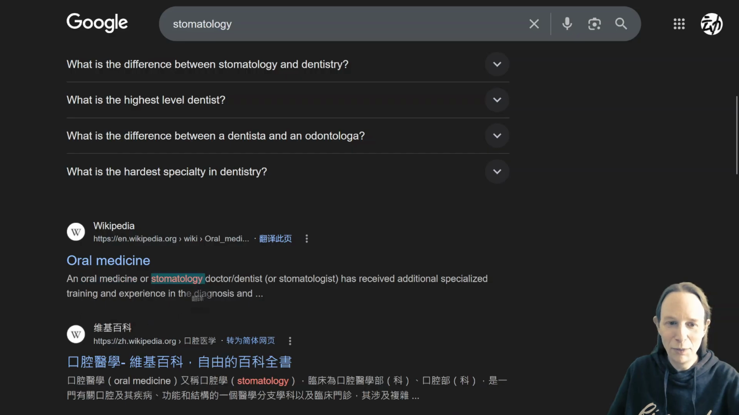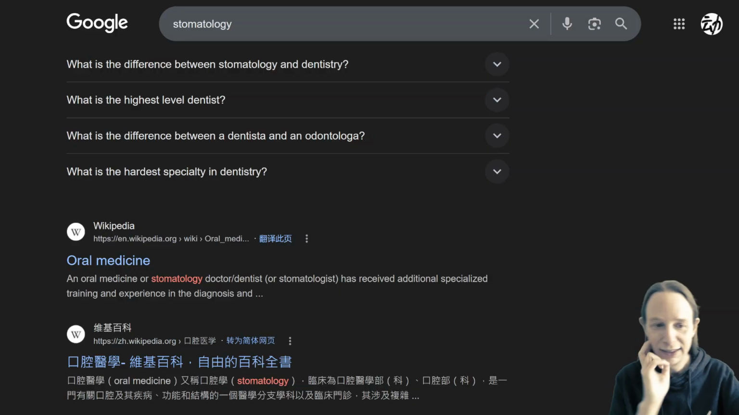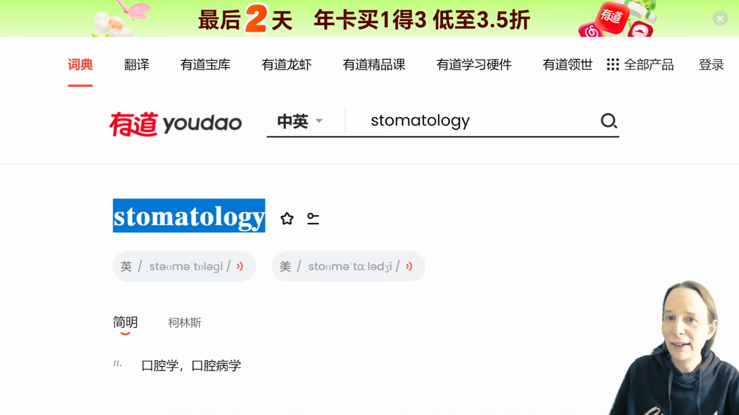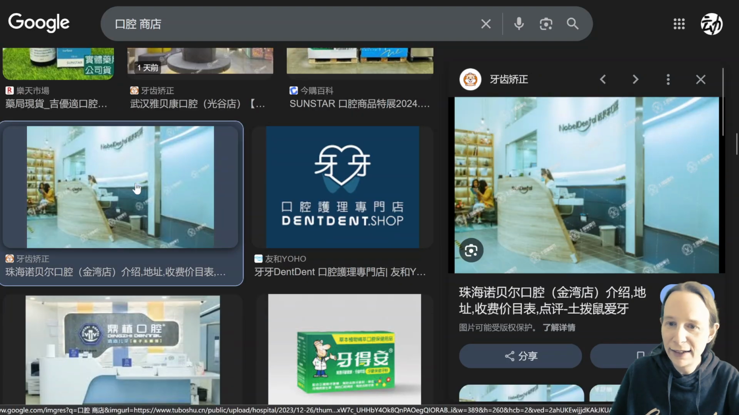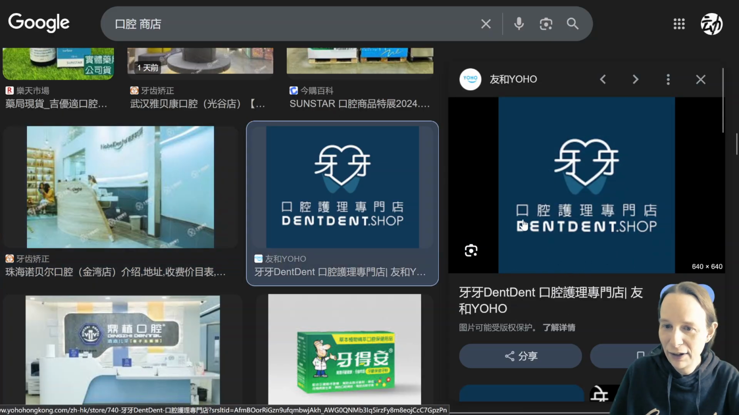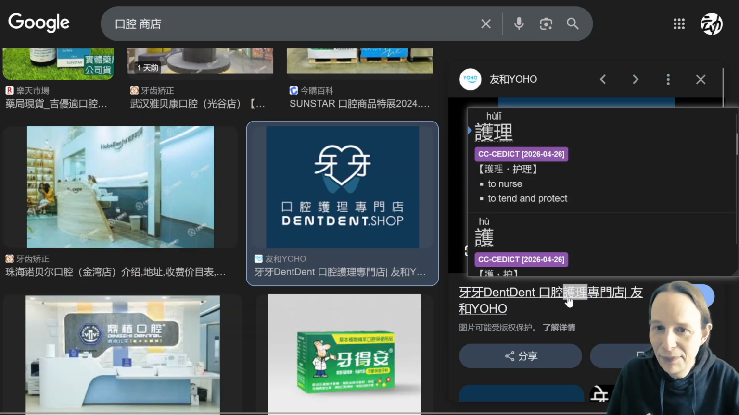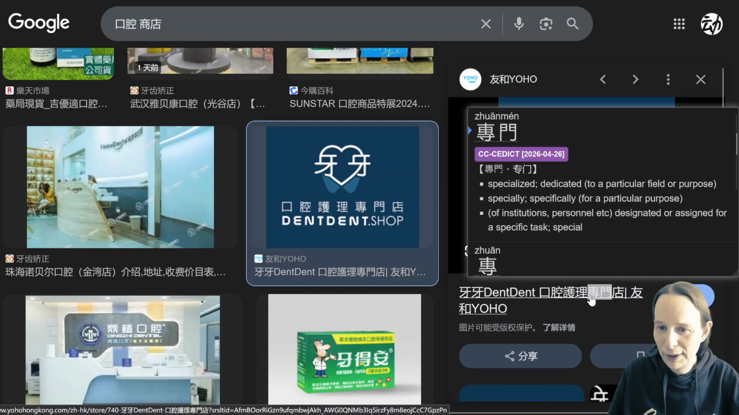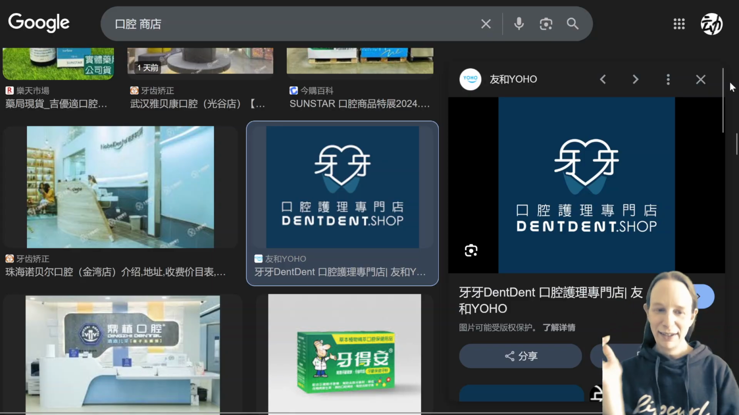Oral medicine or stomatology? Okay, so it's broader than dentistry, is it? All right. 口腔医学. All right. 口腔. Let's see. Here. Dent.shop. 口腔. I don't recognize that character. 护理. 口腔护理. Dental nursing. 护理专门店. Okay. Yeah, so you often see it.